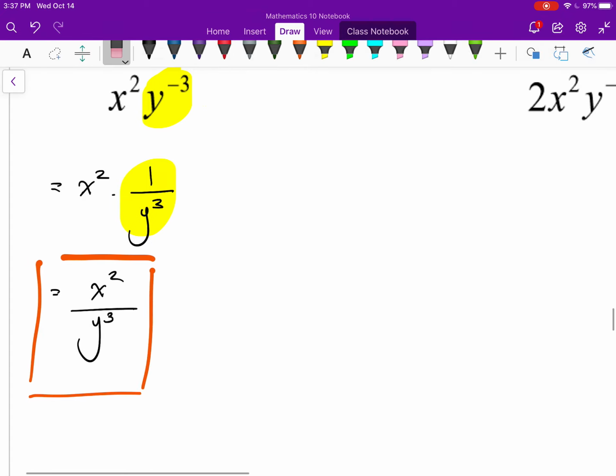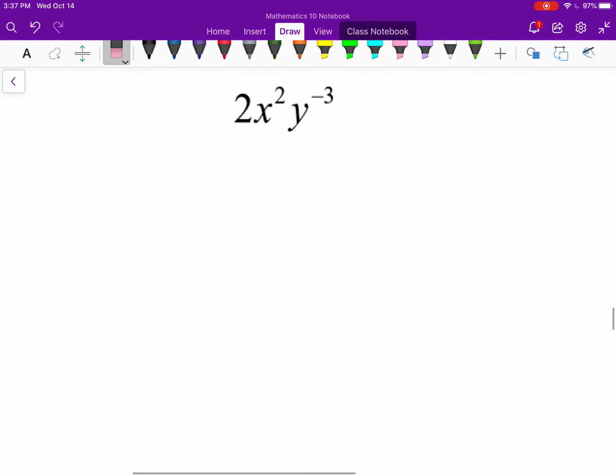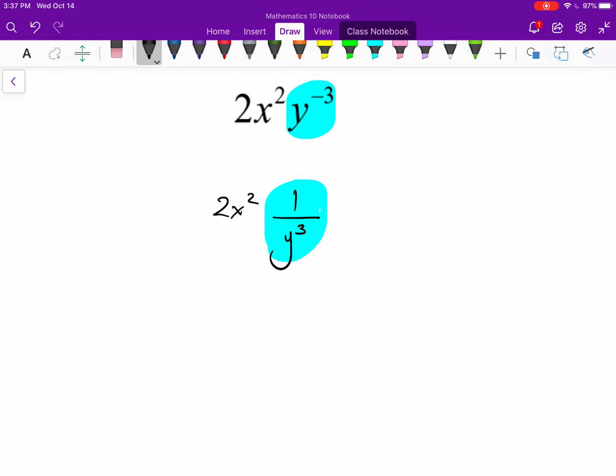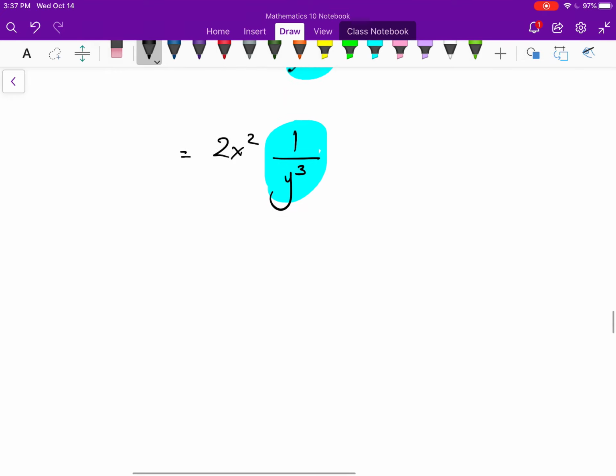All right, let's look at the second last one. 2x squared times y to the negative 3. Again, in terms of simplifying, all I want to do is rewrite the negative exponents with positive exponents. And so it's just this y to the negative 3, which again, y to negative 3 means dividing by y 3 times. Now I still got the 2x squared right here. And so put this all together. My numerator is 2x squared. My denominator is y cubed.